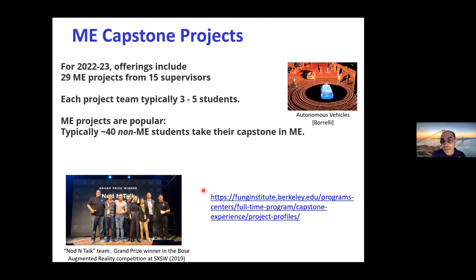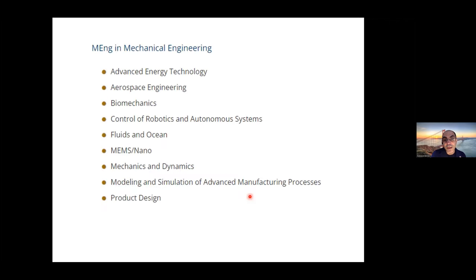We have a long list of projects here. I checked that this is updated, and if you have time, please go to this link. We are going to share the slides for looking at all the different projects. We have 9 concentration areas: advanced energy technology, a new area in aerospace engineering, biomechanics, control of robotics and autonomous systems, fluid and ocean, MEMS and nano, mechanics and dynamics, modeling and simulation, advanced manufacturing processes, and product design.